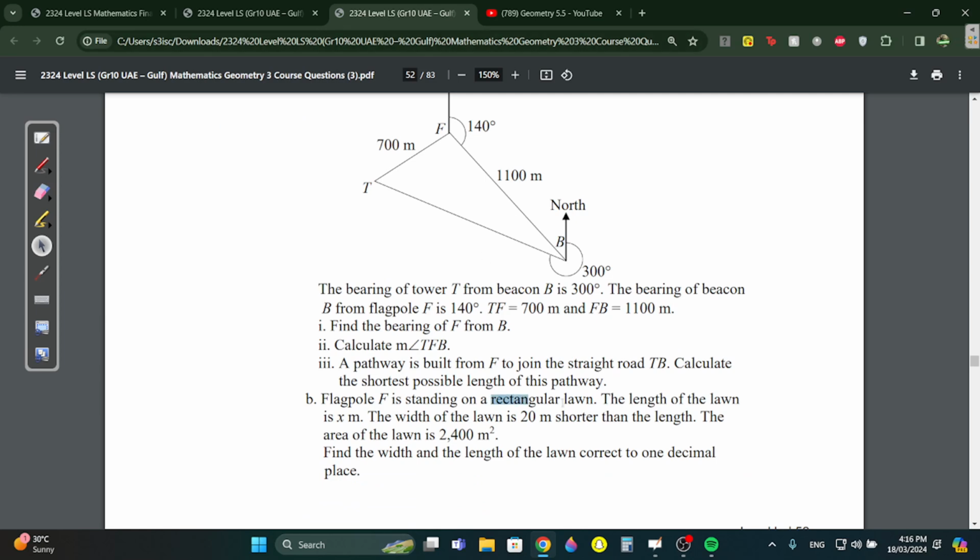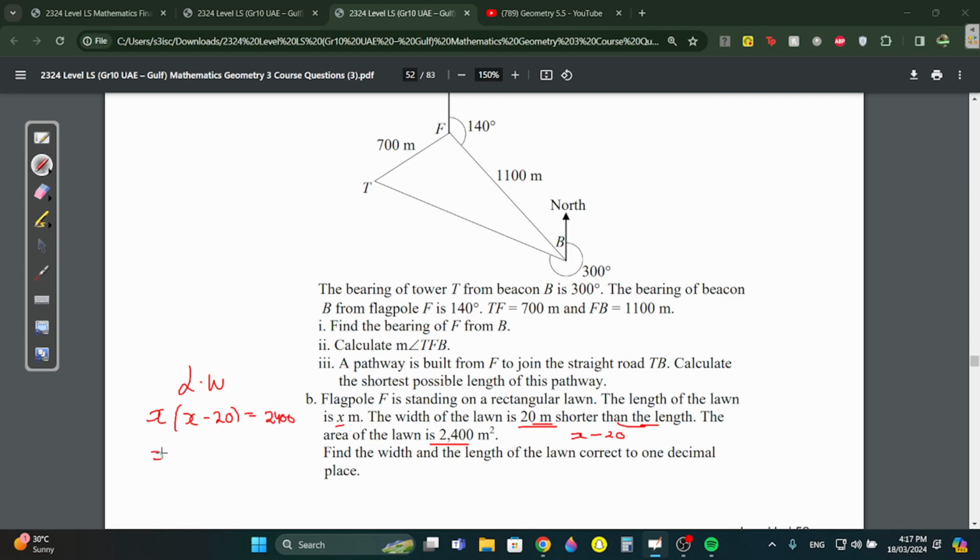Since it's a rectangle, the area would be length times width. They're saying the length is x, and the width is 20 meters shorter than the length. So you could say x minus 20, because it's 20 less than x. So x times (x minus 20) equals 2,400.